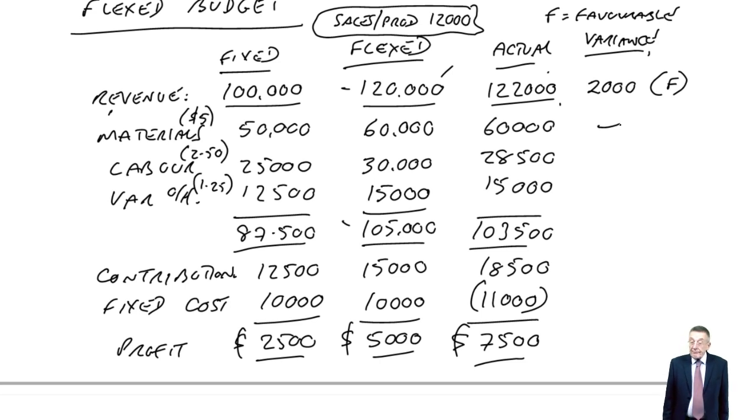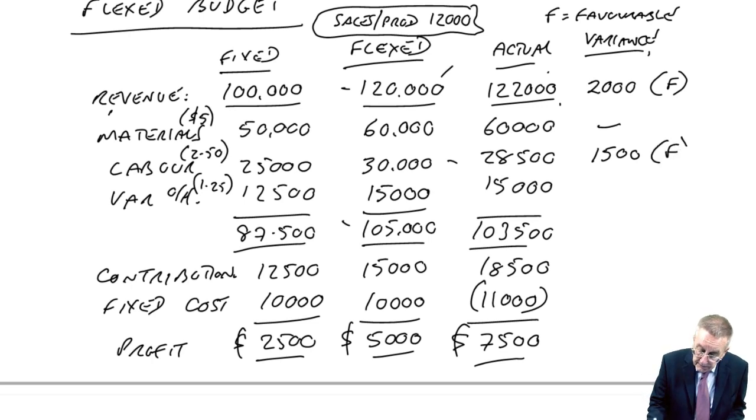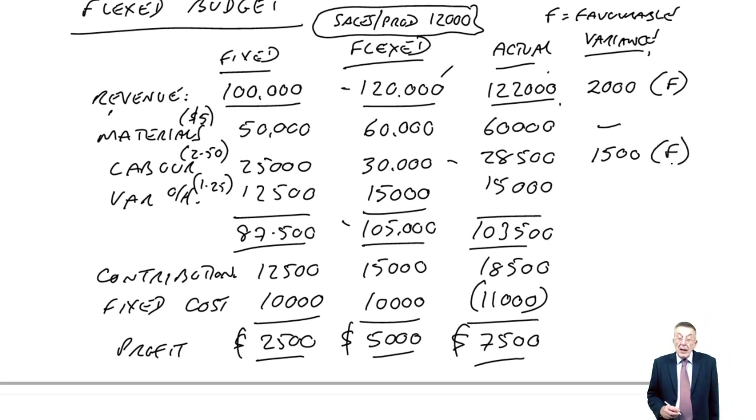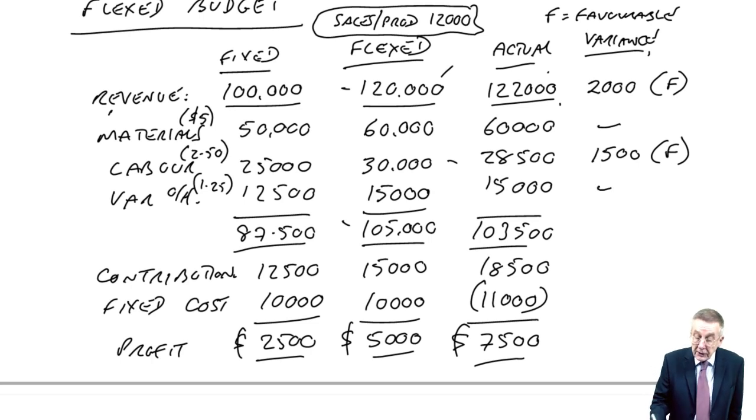What about labour? Spent more than the original budget, but again, you produced more, we expect to spend more. In fact, he spent less. I'd have thought he'd spend 30, you only spent 20. We've saved 1,500. And of course, if we've saved money, that would give us more profit as well. It's favourable. Variable overheads, well, whoever's in charge of them, things have gone perfectly.